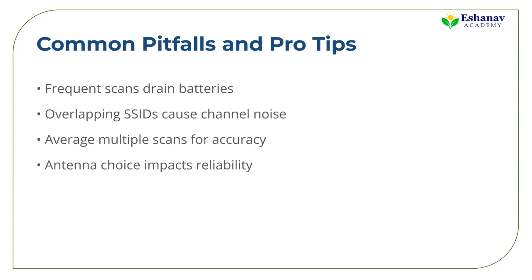Third, don't rely on a single scan. Wi-Fi is noisy, so average results over multiple scans for accuracy. Finally, never underestimate antennas. The built-in ESP32 antenna may work in small projects, but industrial deployments often need external antennas for stable performance. I've seen many mystery dropouts solved by simply improving antenna placement. Keeping these tips in mind will save hours of frustration and make your Wi-Fi scanning code production ready.